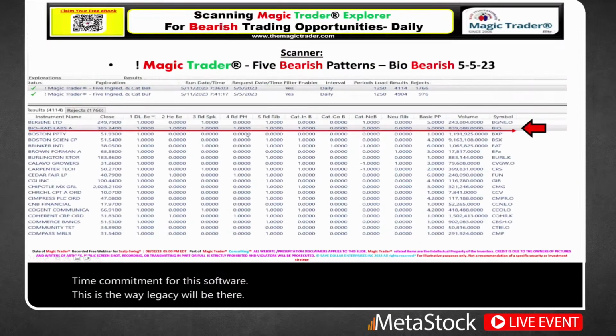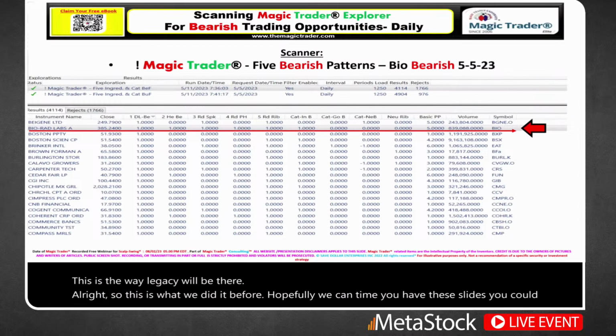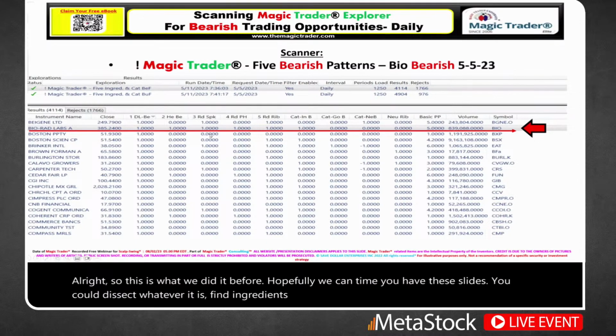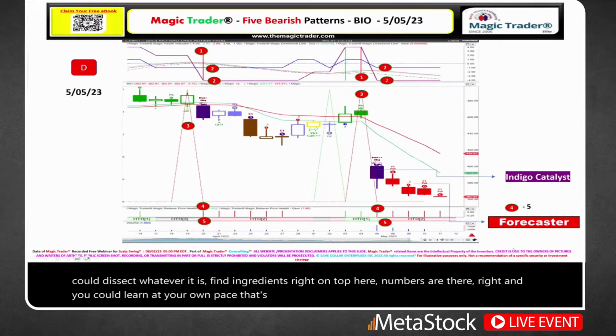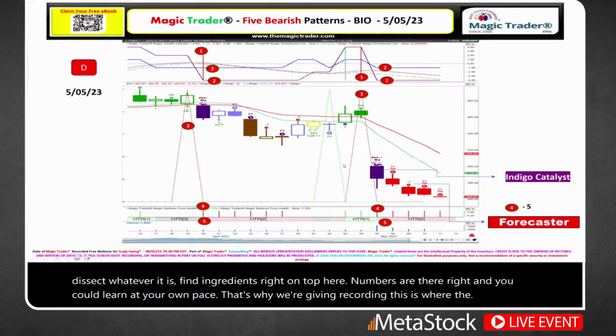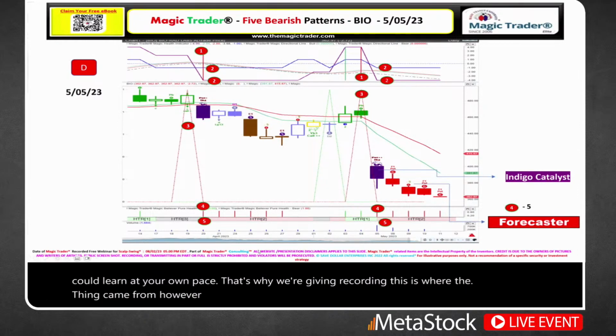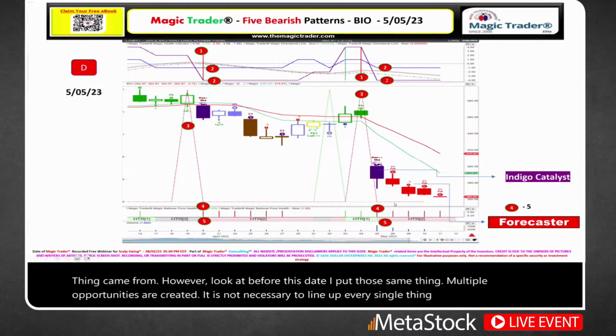All right, so this is what we did before. Hopefully we can make time. You have these slides, you could dissect whatever it is, 5 ingredients right on top here, numbers are there, and you could learn at your own pace. That's why we're giving the recording. This is where the thing came from. However, look at before this date, I put the same thing, multiple opportunities are created. It is not necessary to line up every single thing. That's the message on this slide.